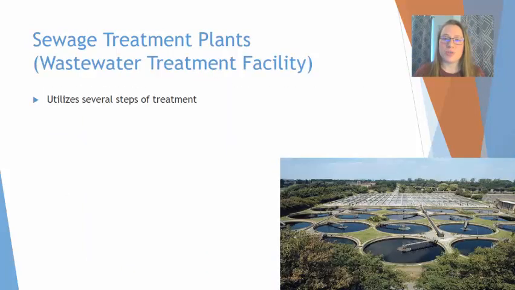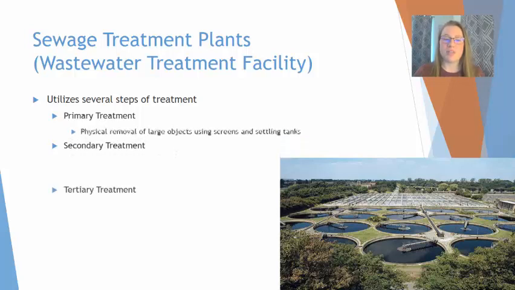Now, a sewage treatment plant or a wastewater treatment facility does the same thing, but on a much larger scale. And there are usually several steps involved in this treatment. We have primary, secondary, and tertiary treatment. In primary treatment, this is the physical removal of objects using screens and settling tanks. This is our first step as that waste comes into the plant.